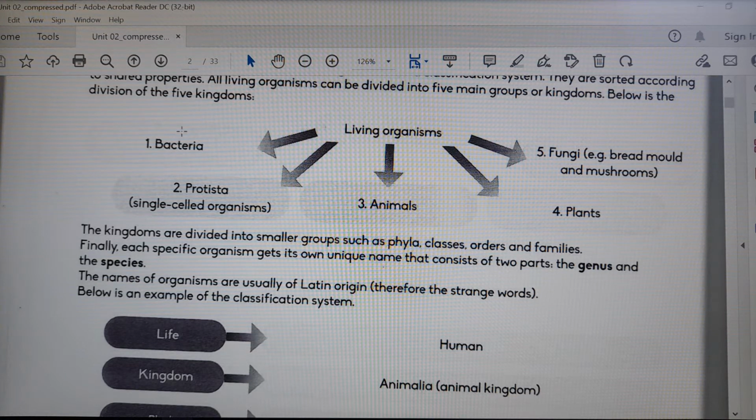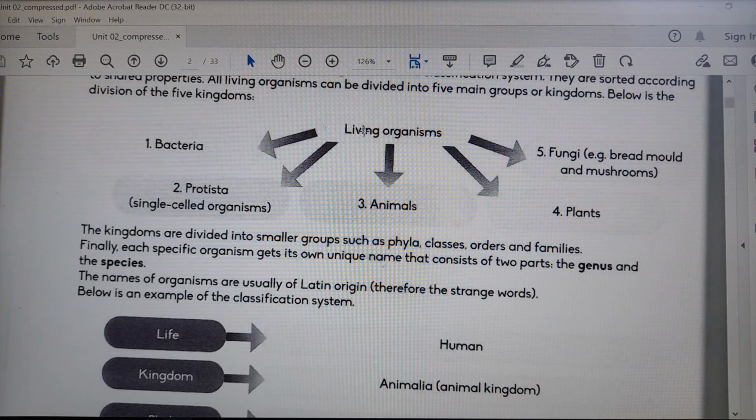Under living organisms, we've got bacteria, we've got protista, which is the single-celled organisms. We've got animals, number 3. We've got plants, number 4. And we've got fungi, number 5. And they give an example of fungi there. They say example is bread mold and mushrooms.